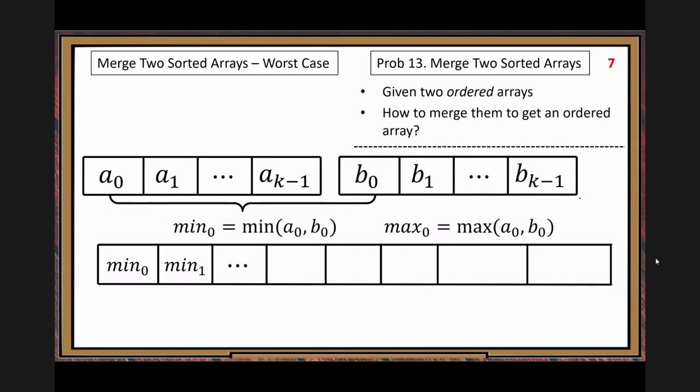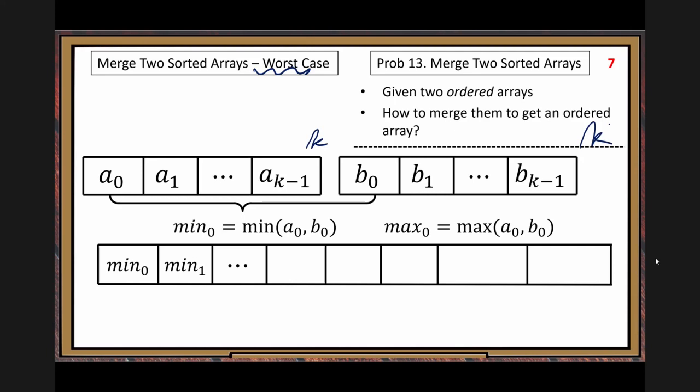Now, let's look at merging two sorted arrays, the worst case. Because we have best case and worst case, we want to look at how many comparisons we need for the worst case, the maximum possible number of comparisons. The first subarray has k elements. The second subarray has k elements.